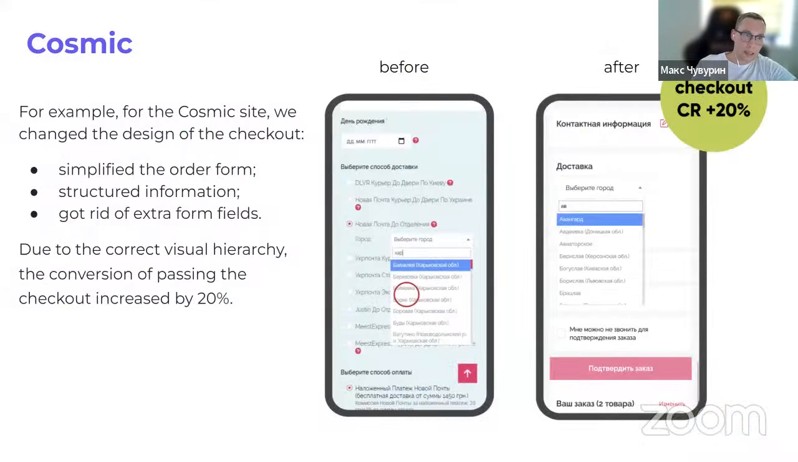Well, I can give an example from Light Store, a beauty and cosmetics shop. The main landing page was a list of products. Then the user reached the end of the funnel, the checkout page. There was a very high exit rate. So we noticed that the blocks were located illogically. There were lots of problems with the order form. So we simplified the order form, structured the information, and got rid of extra form fields due to the correct visual hierarchy. The conversion of passing the checkout increased by 20%.